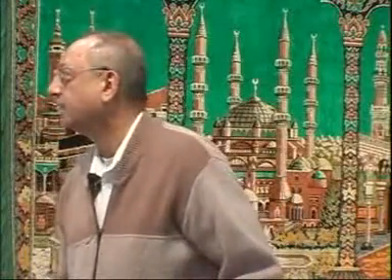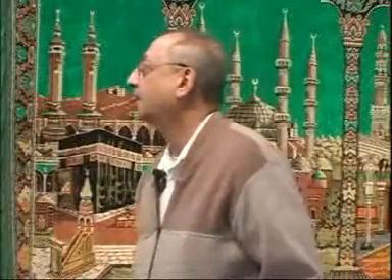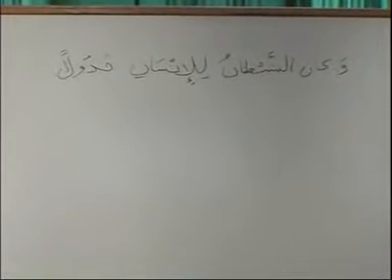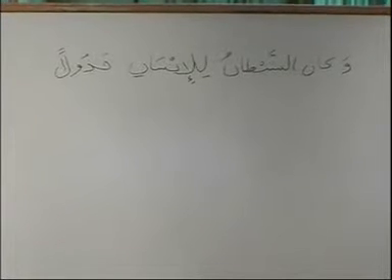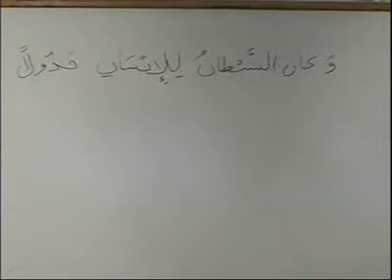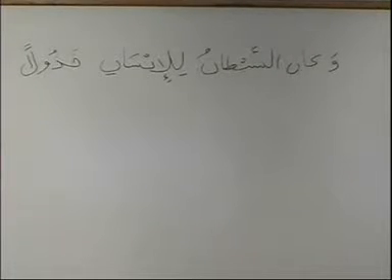Okay? Fine. Brother, then I wrote down, wa kana ash-shaitanu lil-insani khadhulan. What is the translation, brother? The shaitan is to a person an arch betrayer, not ordinary betrayer, but arch betrayer. Means he betrays all the time. He will befriend you and then leave you in the middle. Okay? And he runs away.